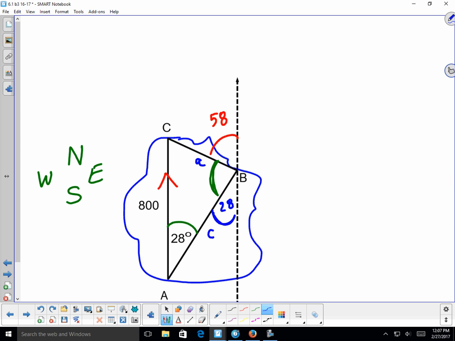Yes, because they are alternate interior angles. So that's 28 and this is 58. So that's going to leave what for this angle? Since they're on a straight line, those three angles add up to 180. 180 minus those.